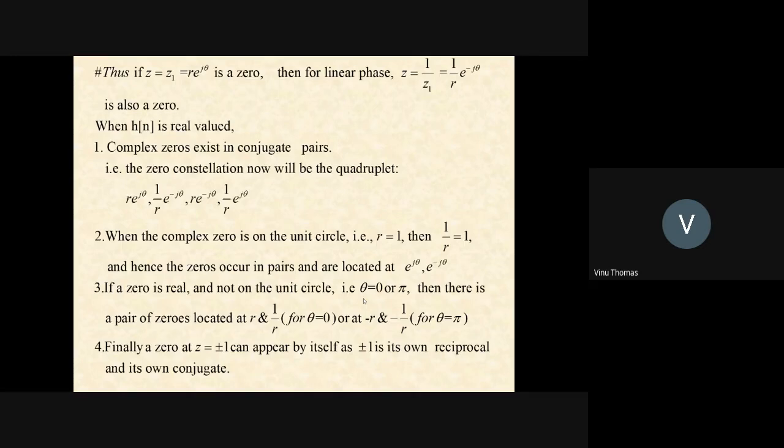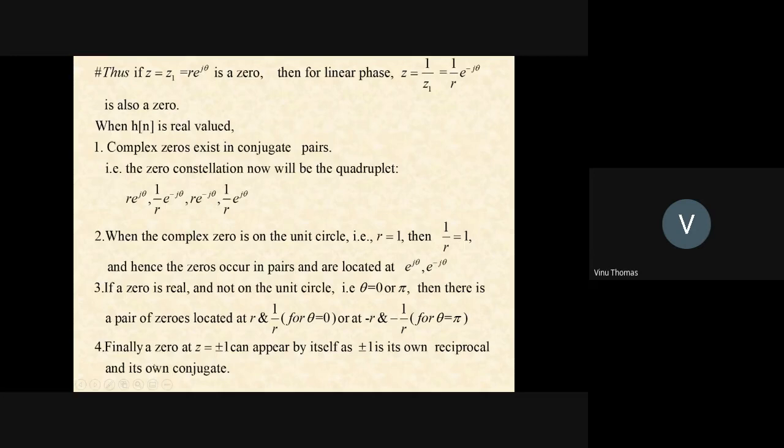So if a zero is real and not on the unit circle, then there are a pair of zeros located at r and 1 by r, that is for theta equal to 0, or at minus r and minus 1 by r, which is for theta equal to plus pi.